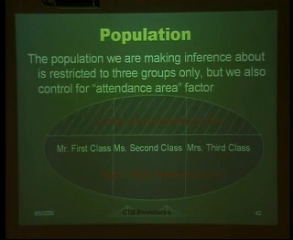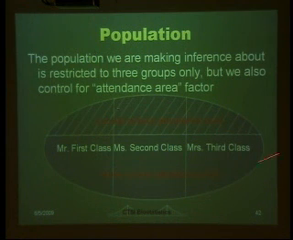Here I showed how we split our population. One factor splits it into 3 pieces by classes. Another factor slices all our population into pieces, right? So outside school attendance and inside the school attendance area.